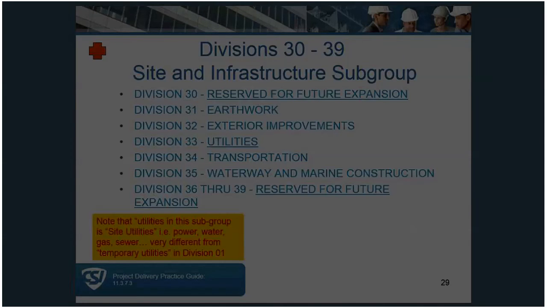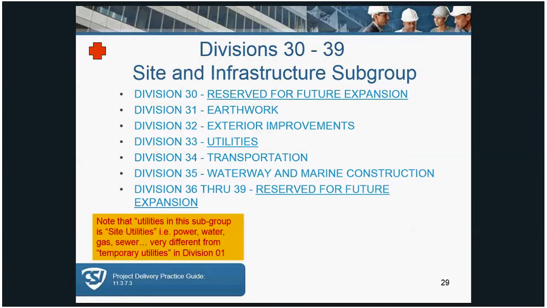Another reason why was because all of civil work was thrown in Division 2. Obviously, they needed some expansion. So these were added so the Division 30 sections are reserved primarily for civil work.